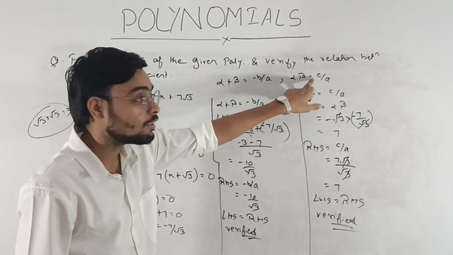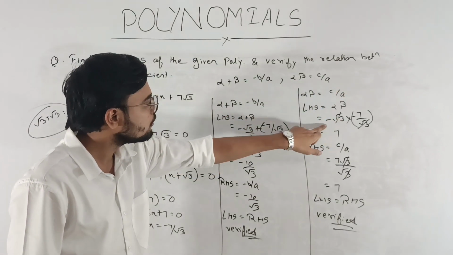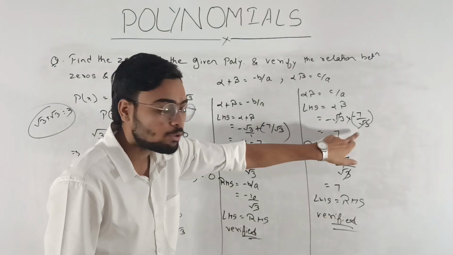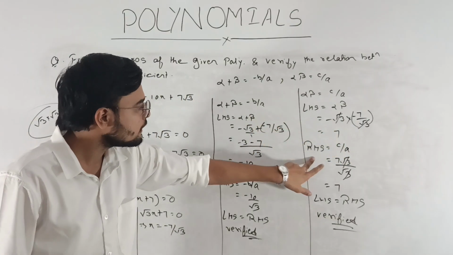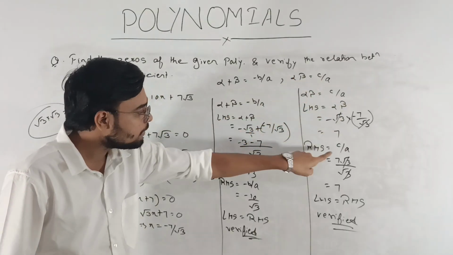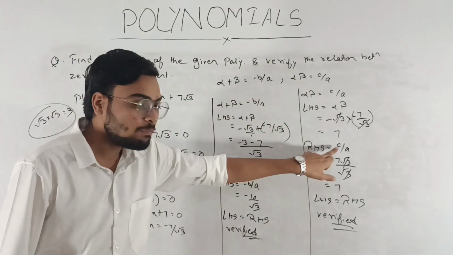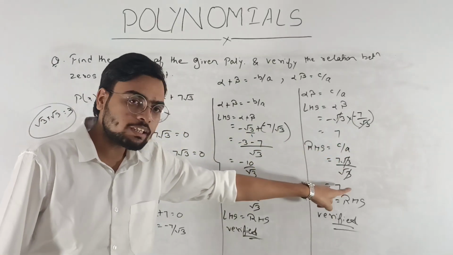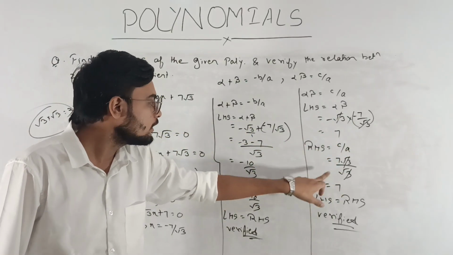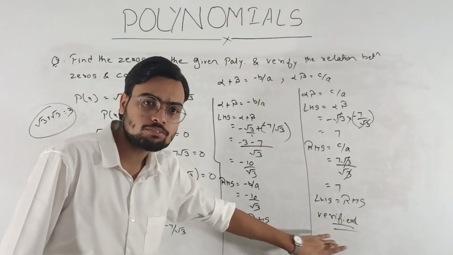Now, second relation, that is product of roots is equal to c upon a. C is the constant term, a is the coefficient of x square. Now, LHS, alpha beta. Alpha is minus root 3, beta is minus 7 upon root 3. Root 3 cancels. I get LHS 7. In RHS, c upon a. C means constant term, constant is 7 root 3. And a means coefficient of x square, which is root 3. Root 3 cancels. Only 7 left. Then LHS is 7, RHS is also 7. LHS is equal to RHS, therefore the relation is verified.